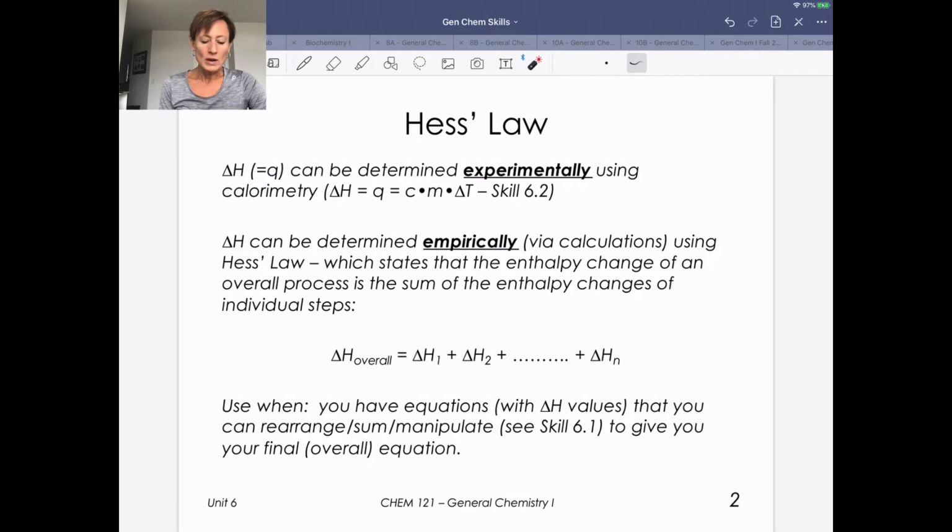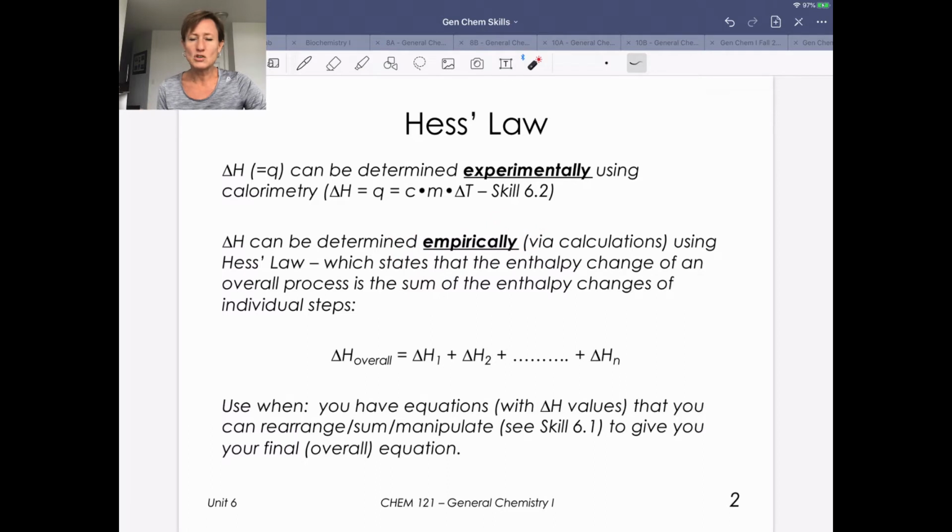by a system. We can use experimental methods. We can use calorimetry. And our equation here, remembering that delta H will be equal to Q. So using our heat capacity equation that we learned in our last skill, we can actually determine delta H experimentally. So the next two skills are actually teaching us how we can determine delta H for a reaction in other ways. So we can also, using something called Hess's Law, determine delta H empirically.